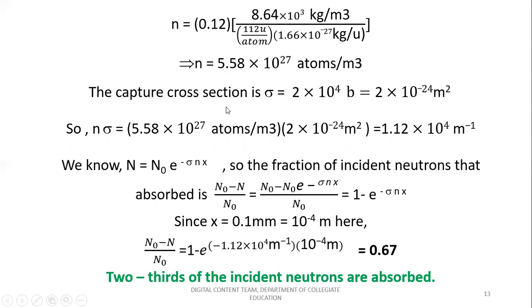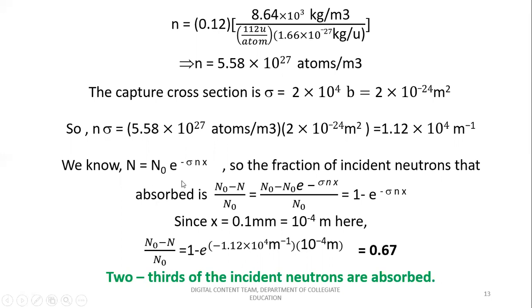So once you know n, the capture cross section, that is the interaction cross section, given by sigma, is 2 × 10^4 barn. It is given in the problem. So convert that barn into meter square. One barn is 10^-28 meter square, so it becomes 2 × 10^-24 meter square. So the capture cross section sigma is 2 × 10^-24 meter square. And find out the product of n times sigma. You can see that it is equal to 1.12 × 10^4 per meter.